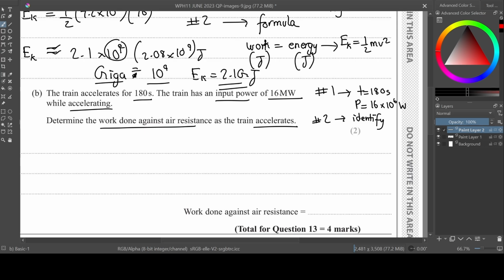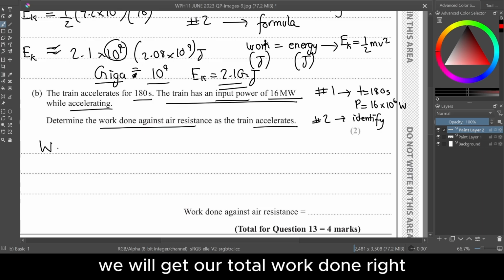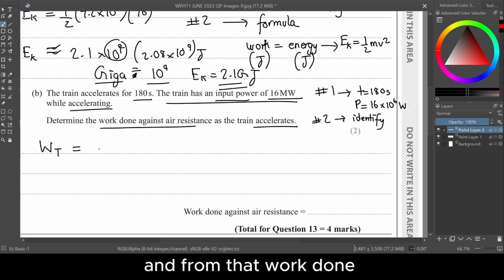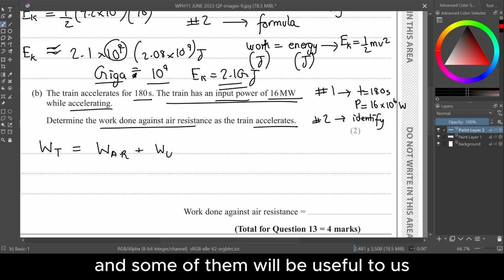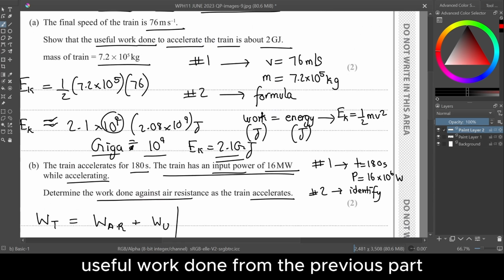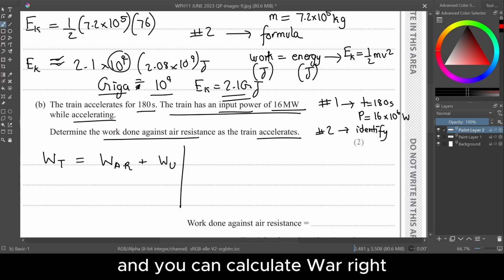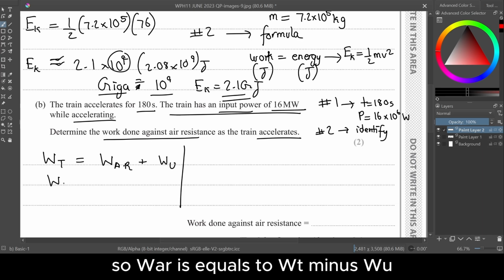Okay, two things. So from this statement, we will get our total work done, right? And from that work done, some of it will be given to air resistance, AR, and some of it will be useful to us. So we have to identify this WT, and then you have WU, which is useful work done from the previous part, 2.1 times 10 to the power 9, and you can calculate WAR, right? So WAR is equals to WT minus WU.